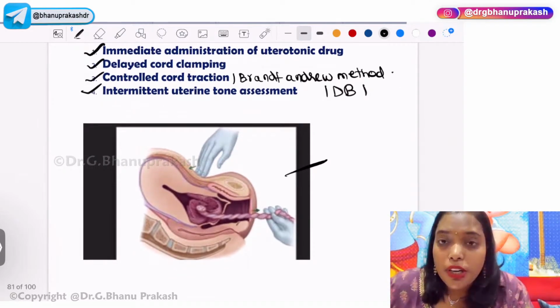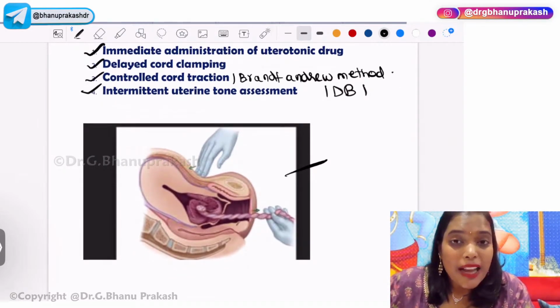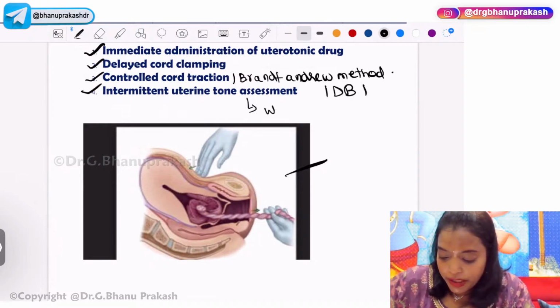Last is intermittent uterine tone assessment. If the uterus is flabby, then you'll go for uterine massage.